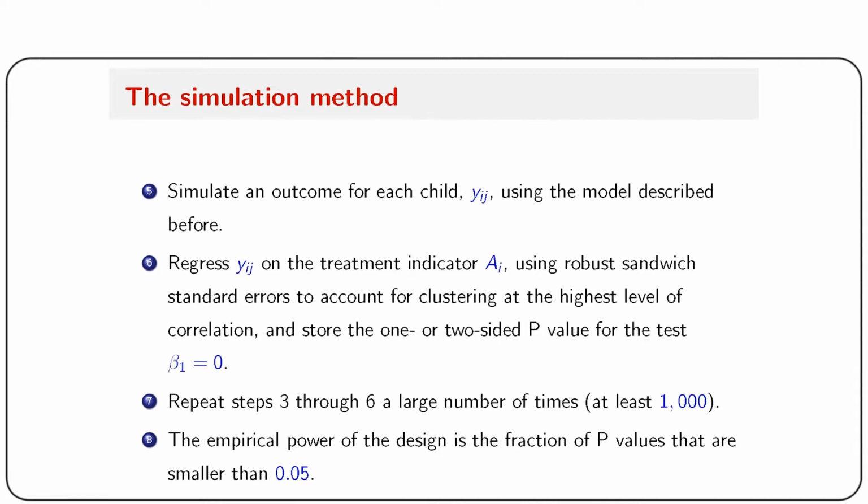Repeat steps 3 through 6 a large number of times, say at least 1000 times. Then the empirical power of the design is the fraction of p-values that are smaller than 0.05. So actually you can develop a function that will return the fraction of p-values less than 0.05 out of 1000, and that would be your power.